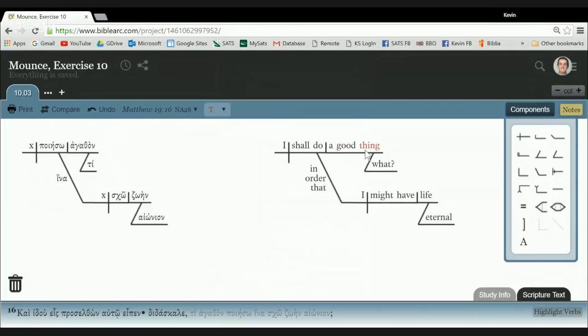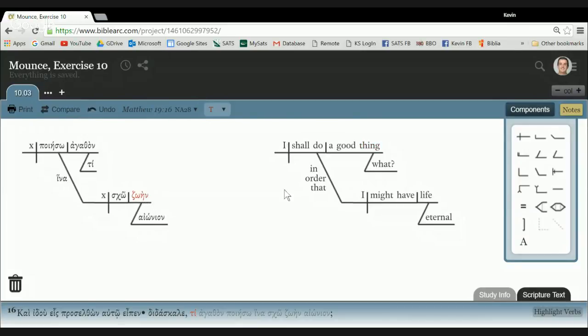So what good thing? Ti means what, normally in the form of a question, and here ti is modifying agathon. So what good thing must I do? I must do good. What good thing must I do? In order that, and this is a second clause, modifying the first clause, I might have zoen, which is life. So if we look at the bottom, it's zoen aionion. What good thing must I do that I might have life?